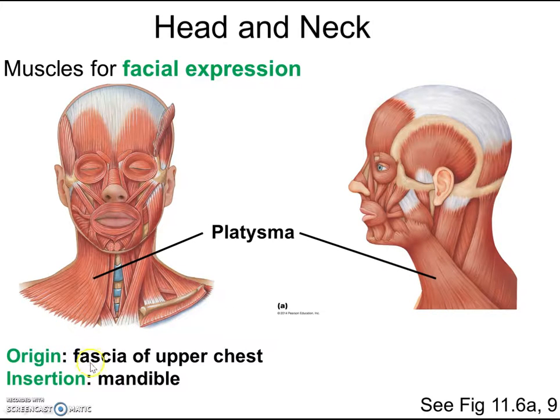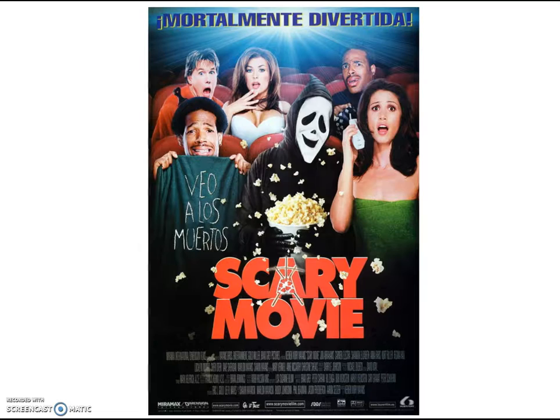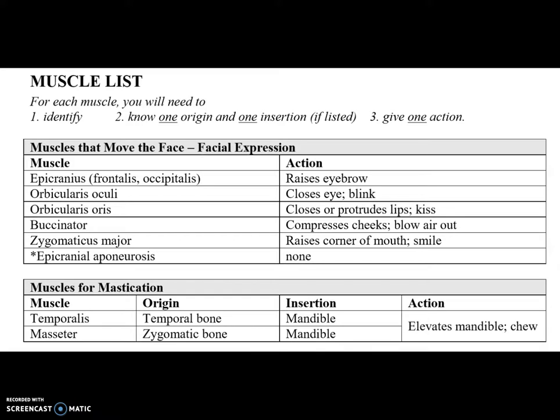So the origin is the fascia of the upper chest. So down here it is connected to the fascia of the muscle, and then the insertion is actually the mandible below. So when you contract platysma, think of your mandible actually lowering toward your chest, and it gives you that expression of fear. I'm not sure if you guys were around to see Scary Movie, it's pretty old, but basically all of these people here, with the exception of this guy, are using their platysma, showing that fearful expression, basically lowering the mandible.